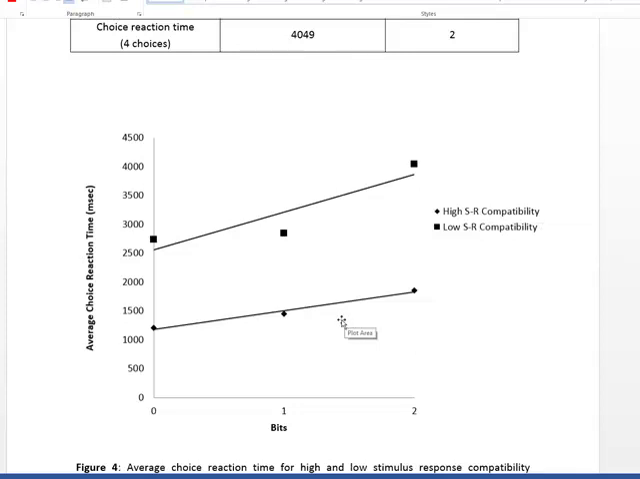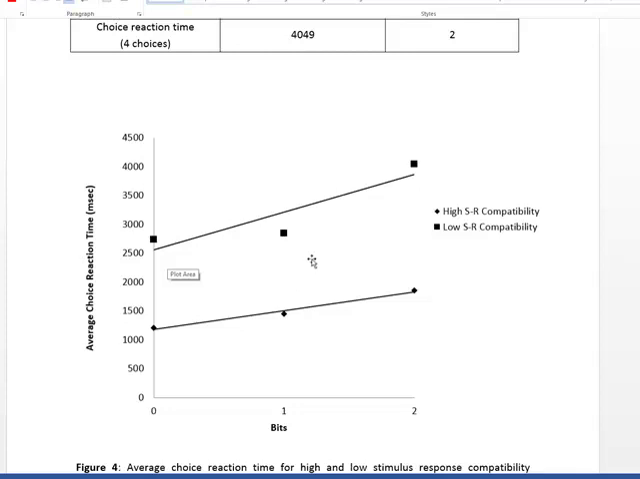The secondary findings are that with low stimulus response compatibility, the actual reaction time slows down at a more rapid rate, also starts higher, so you're slower with a low stimulus response compatibility model. Keeping in mind that if you are going to present it on the same figure like this, use different symbols or some way to identify the differences between your two different sets of data, your primary or your first major finding, and also your second findings.